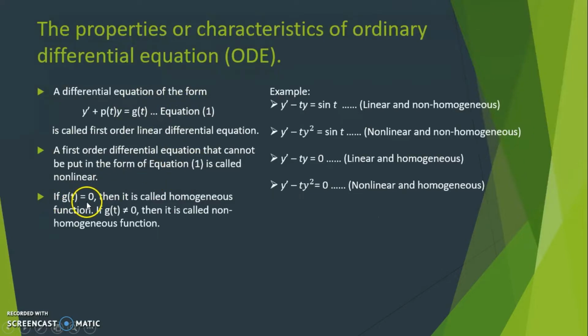If g(t) is equal to 0, then it is called a homogeneous function. If g(t) is not equal to 0, then it is called a non-homogeneous function. We look at the examples.